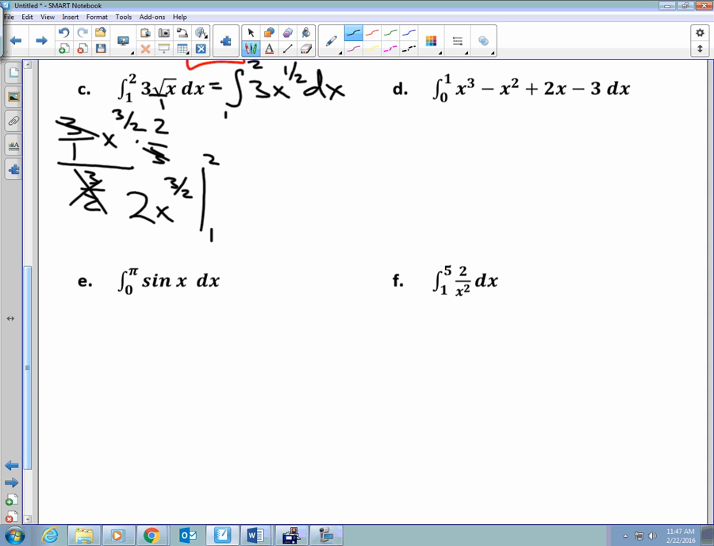So 2 to the third is 8, square root of 2, 2 roots of 2 times 2, 4 roots of 2. Minus, we'll get 1, 1 to the third, 1 square root, 1 times 2, 2. 4 roots of 2 minus 2, that's the exact value.